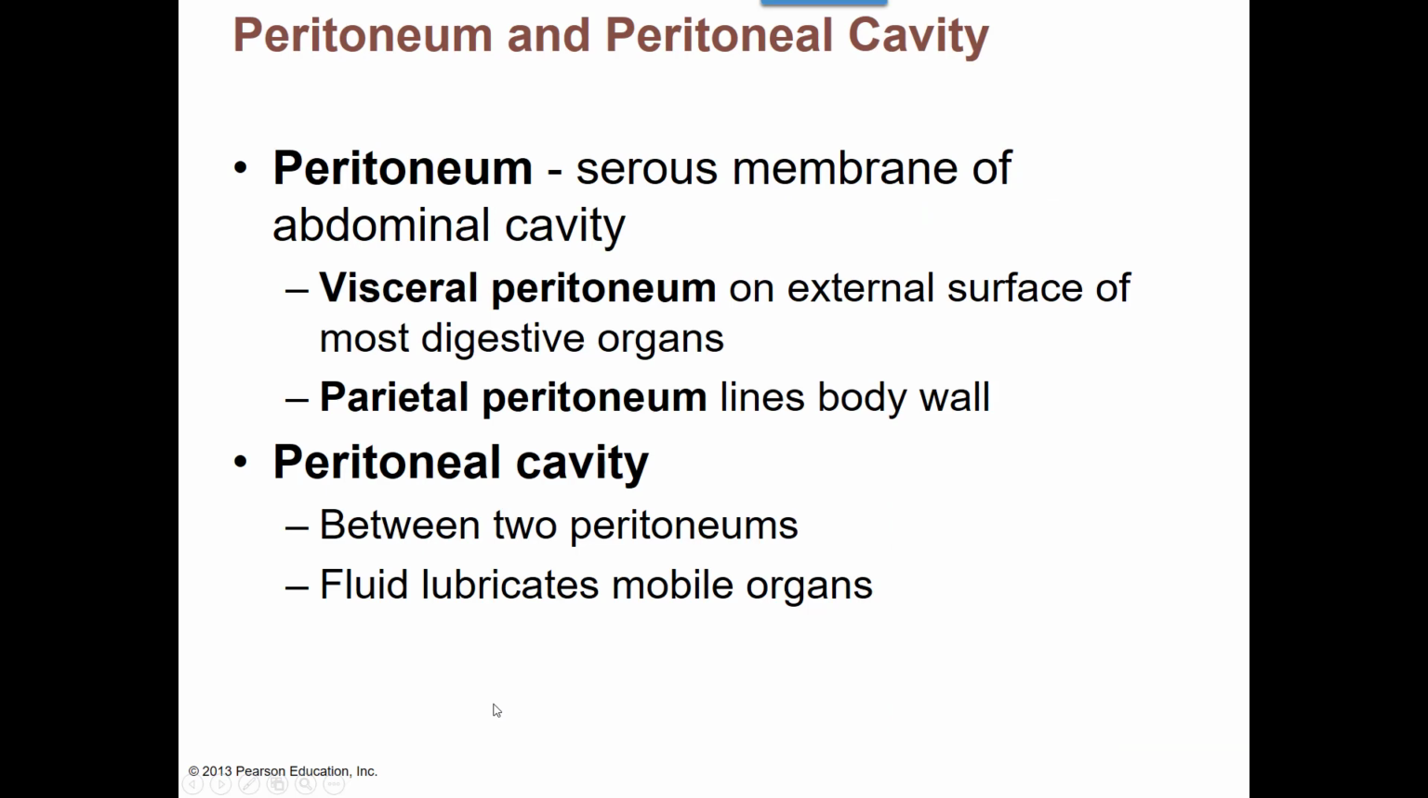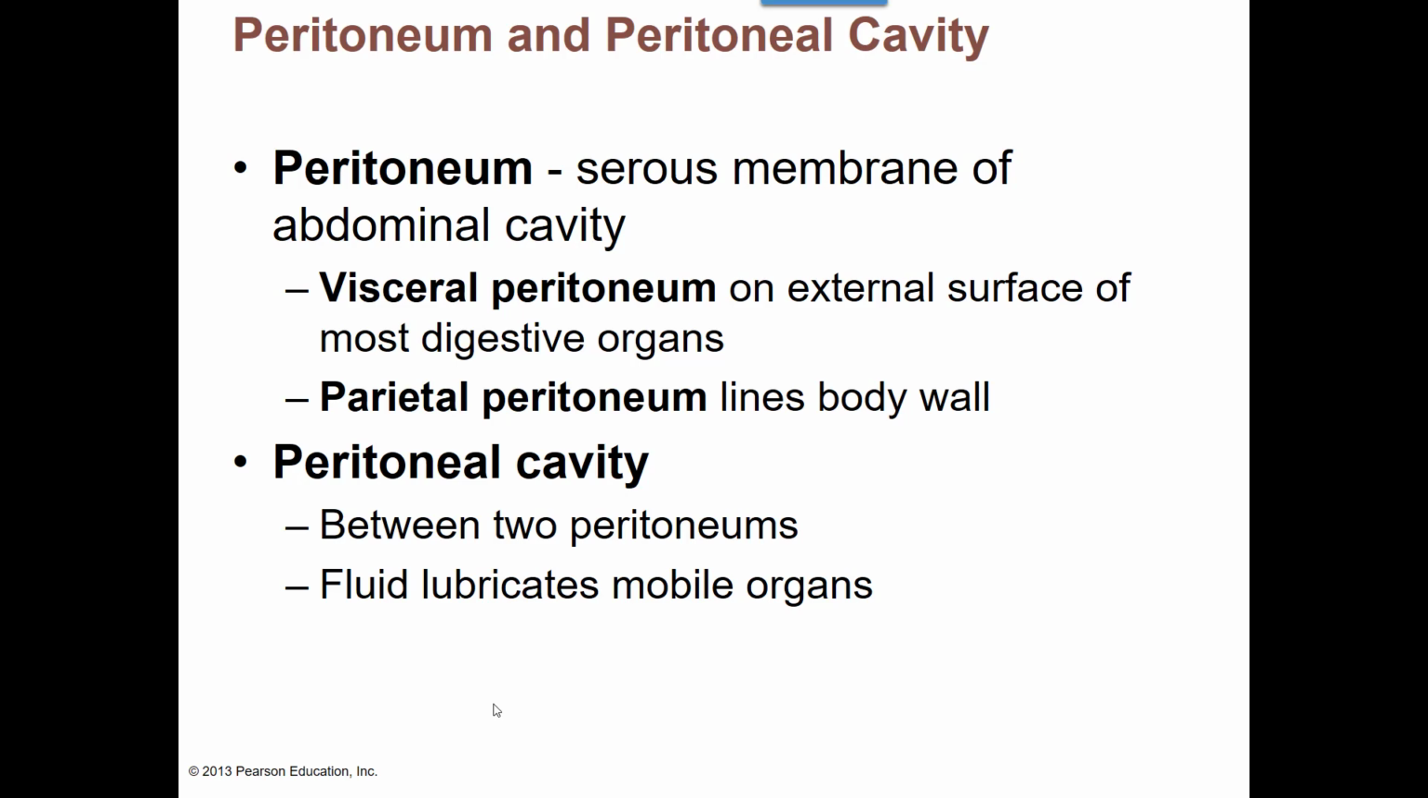Now, the peritoneum is the membrane that lines the abdominal cavity where we find the majority of our digestive tract. It's a slippery membrane, and anytime we talk about the peritoneum, it's just the membrane that lines the cavity. But it is divided into two parts. There's a visceral and parietal peritoneum. The part that actually lines the external surface is known as the visceral peritoneum.